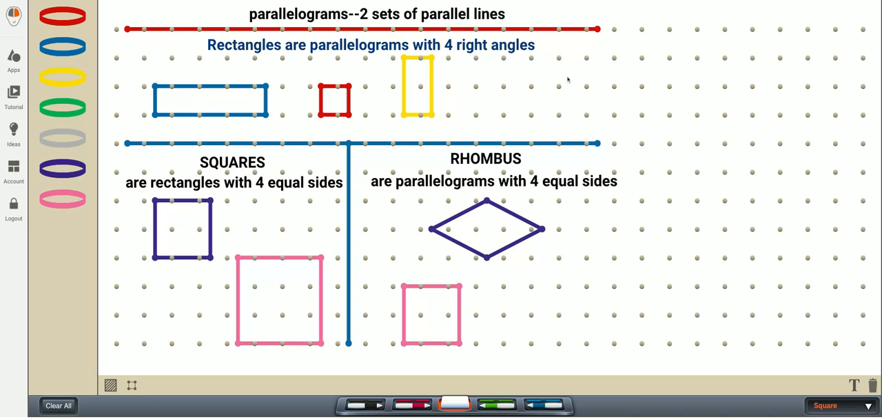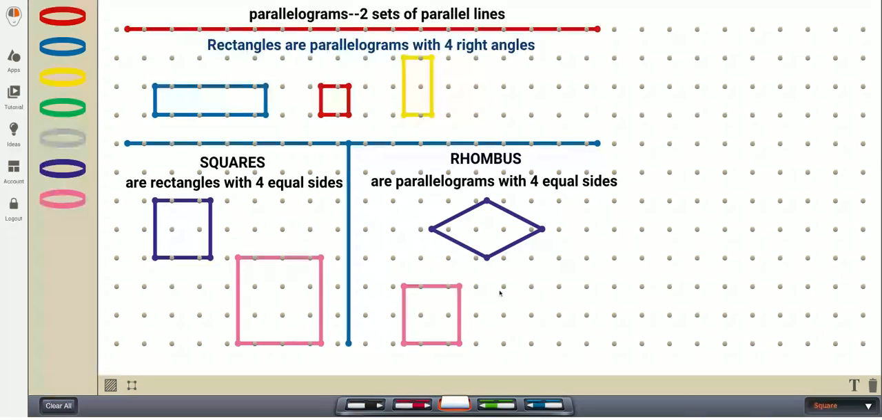But we can be even more specific. Look here. This is a rectangle, four right angles, two sets of parallel lines. But I can be even more specific. If all my sides are the same length, that makes it a square. So I have two sets of parallel lines, then I have four right angles. These make it a rectangle. Four equal sides then makes this a square.